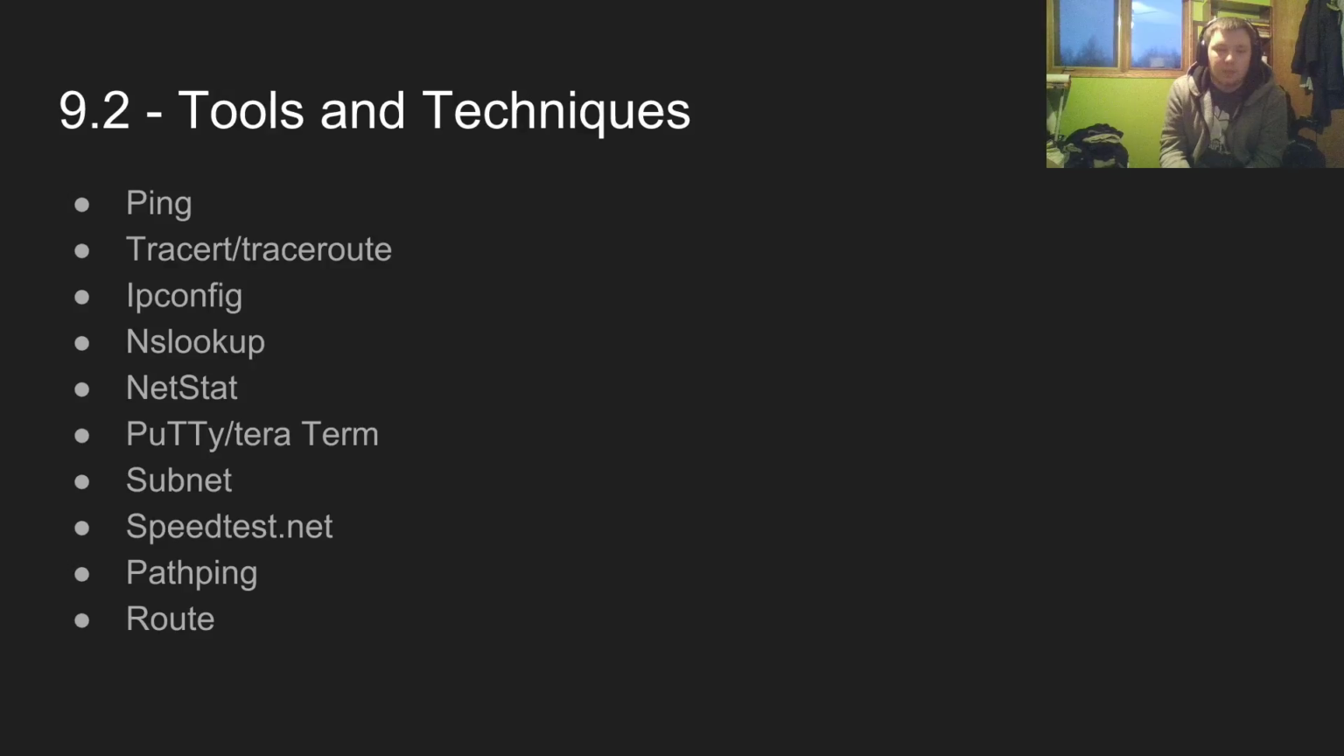Tools and techniques. You could ping. You've got tracert or traceroute, ipconfig, nslookup, netstat, PuTTY or Tera Term, subnet, speedtest.net for a basic connection check, pathping, and route. Ping, I would say, is probably the most common. If you're trying to diagnose your network problem, you just ping Google, for instance. That's a pretty simple one.